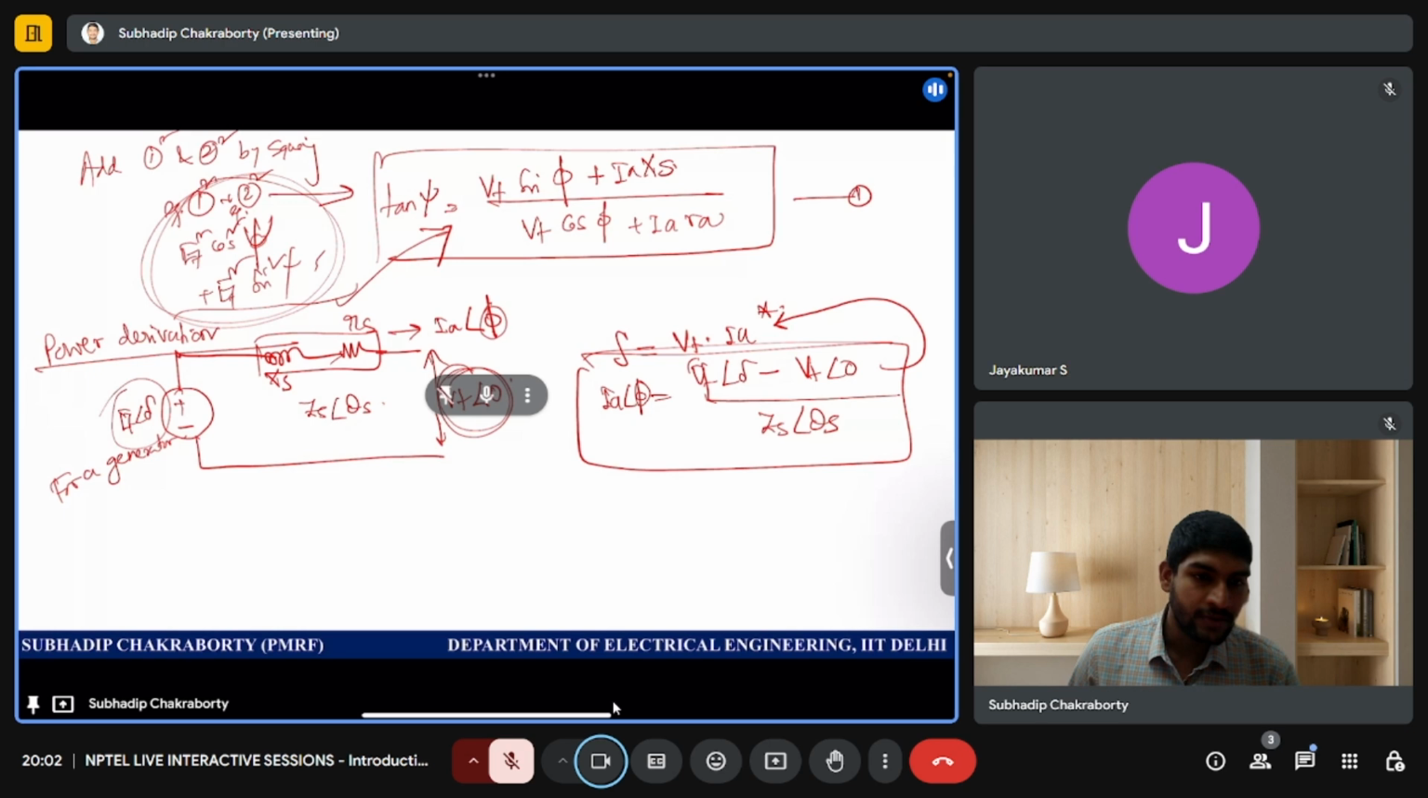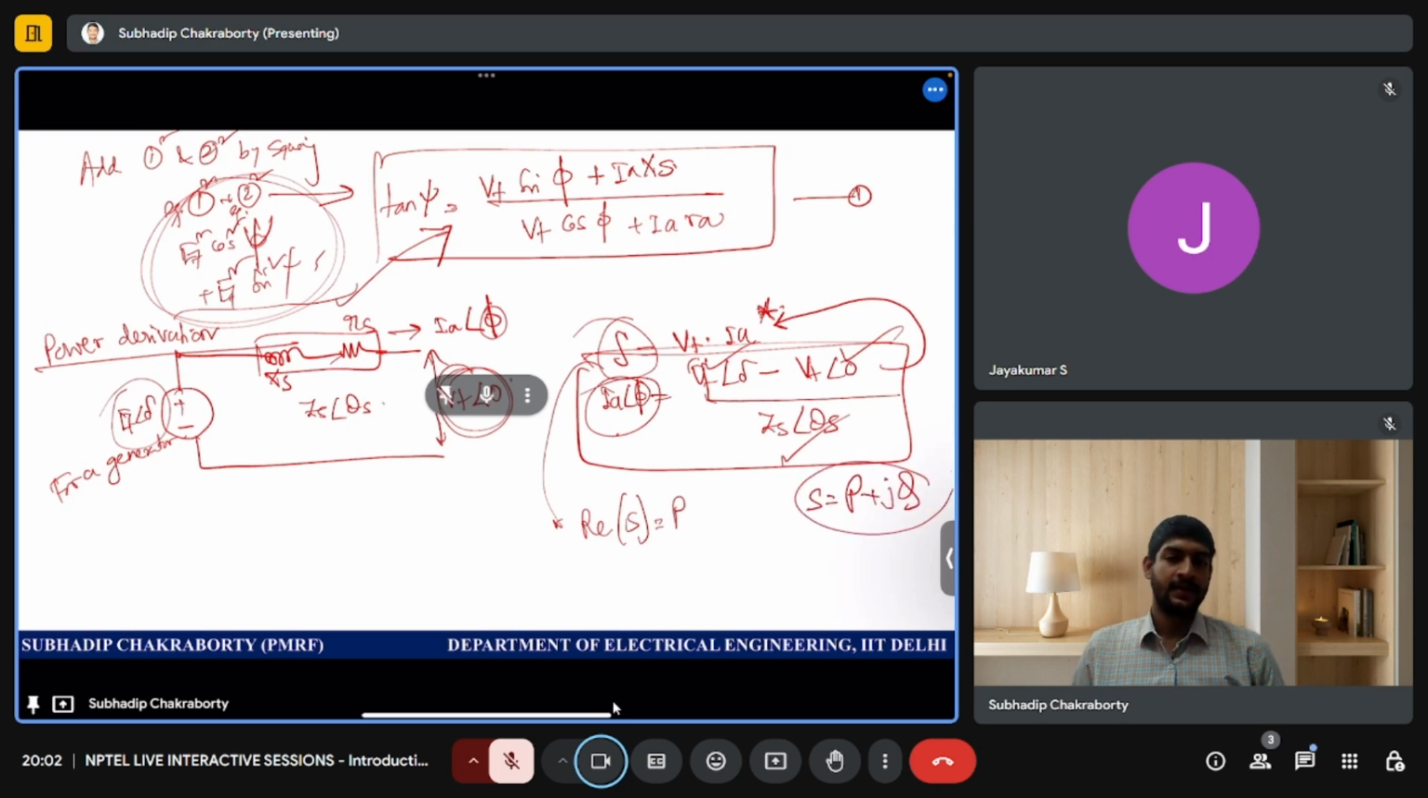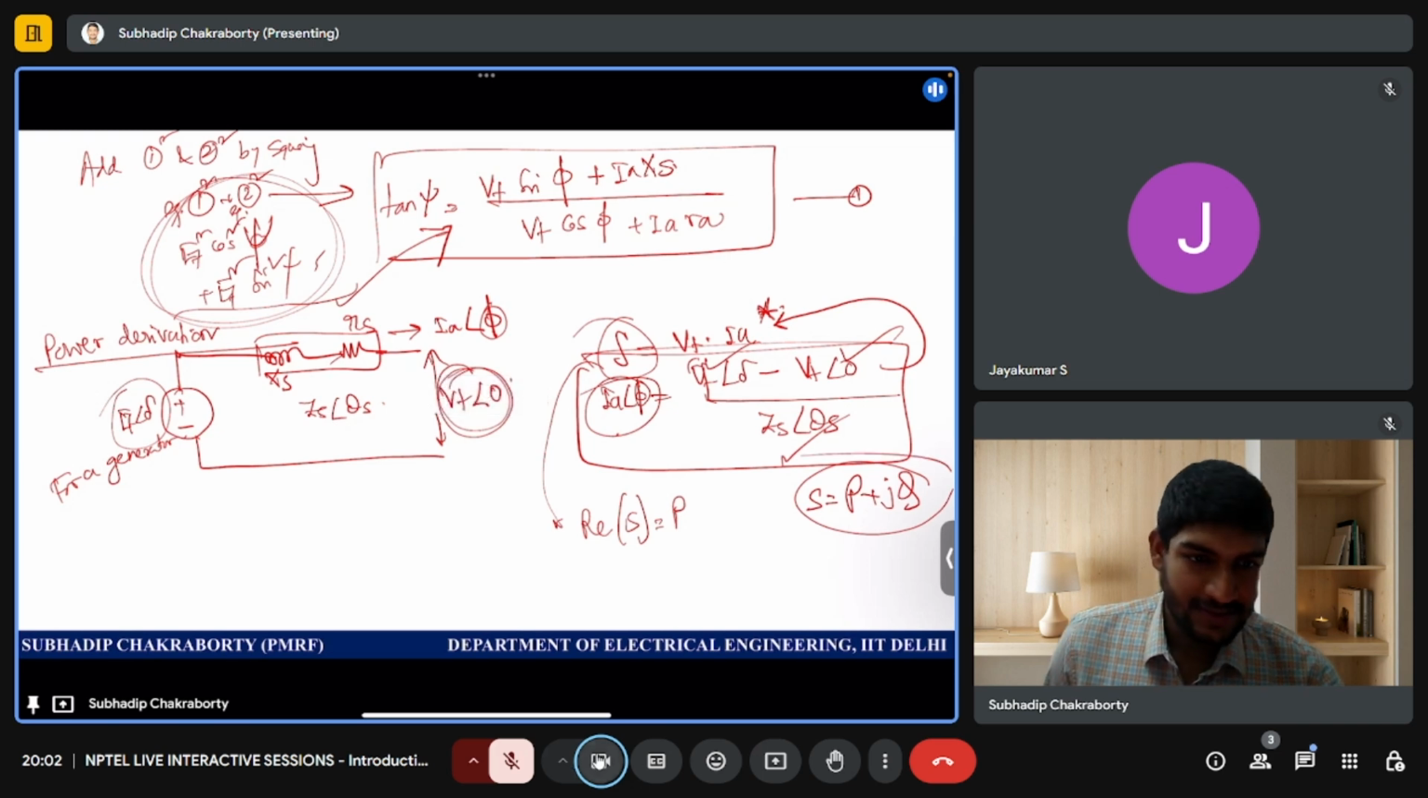Because I don't yet know, I am trying to find out the IA magnitude and phi magnitude. So what is it? EF angle delta minus VT angle 0. These are all known, right? Divided by ZS angle theta S. So that will give me IA angle phi, and then I need to take the conjugate, and I will get the S. The real part of S will give me active power, because S is what? P plus jQ. Up to this it is understood, right? Easy.